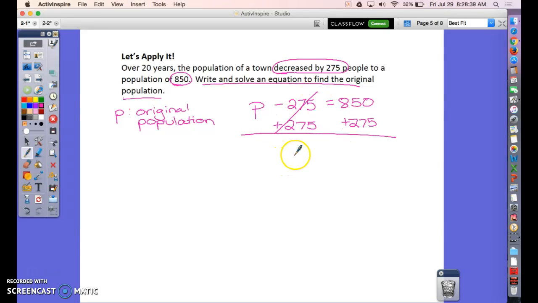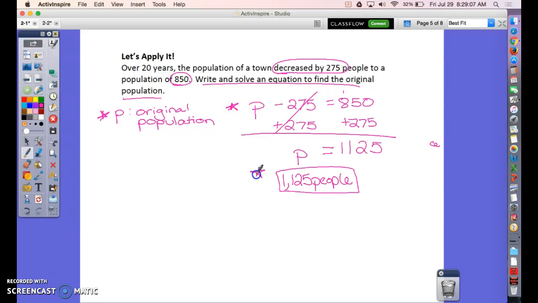Canceling these out here, we would be left with P equals 5, 12, carry the 1, and 11. So I would say 1,125 people. For a word problem, please make sure that you define your variable, make sure you write your equation, and make sure at the end you put a label on your answer. Okay, define your variable, write your equation, label your answer.